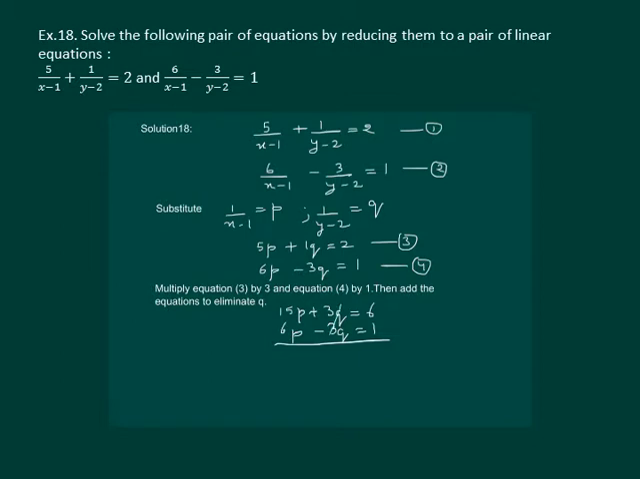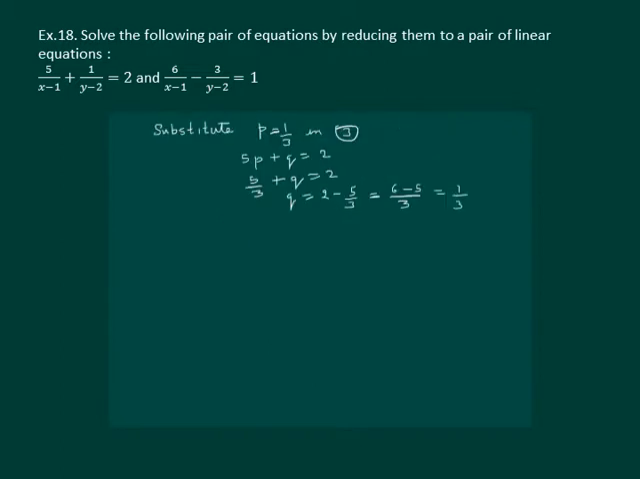Let us add the equations. Q gets eliminated. We have 21p equal to 7, or p equal to 7 by 21, or p equal to 1 by 3. Now substitute p equal to 1 by 3 in equation 3 or 4. After substitution in equation 3, we get q equal to 1 by 3.